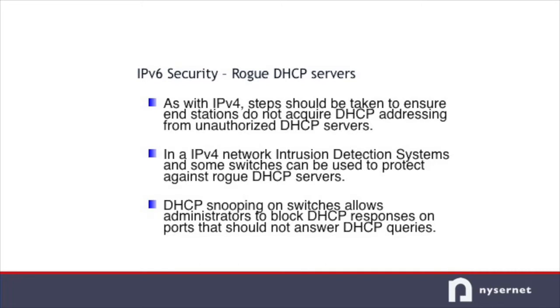So again, moving on, I'm just trying to make sure on time. Rogue DHCP servers. Again, just like with before, you've all dealt with rogue DHCP servers. They still exist in IPv6. IPv4 IDS systems do a pretty good job of finding them, reporting them. You can send out the team with the pitchforks and torches and get rid of them, or just shut down the port.